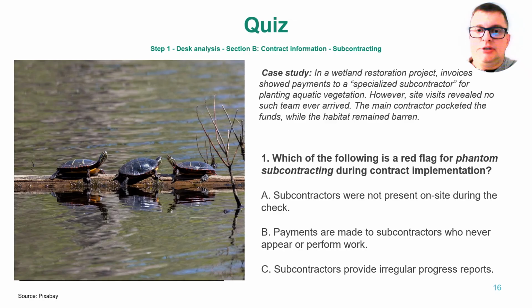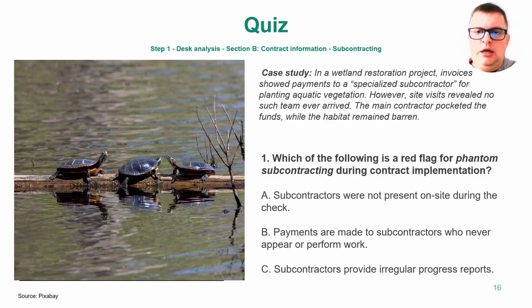Now it's time for a little quiz. Case study. In a wetland restoration project, invoices showed payments to a specialized subcontractor for planting aquatic vegetation. However, site visits revealed no such team ever arrived. The main contractor pocketed the funds while the habitat remains barren. So the question is, which of the following is a red flag for phantom subcontracting during contract implementation?